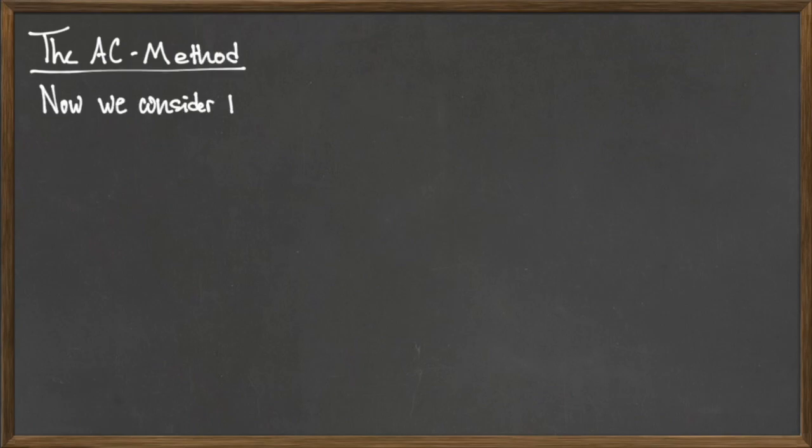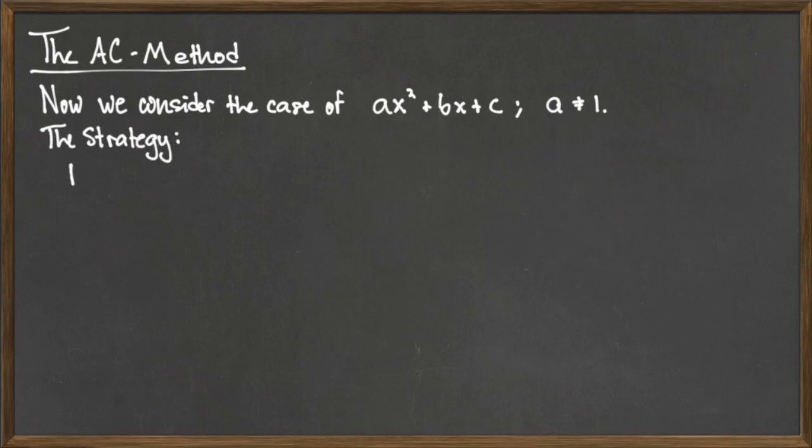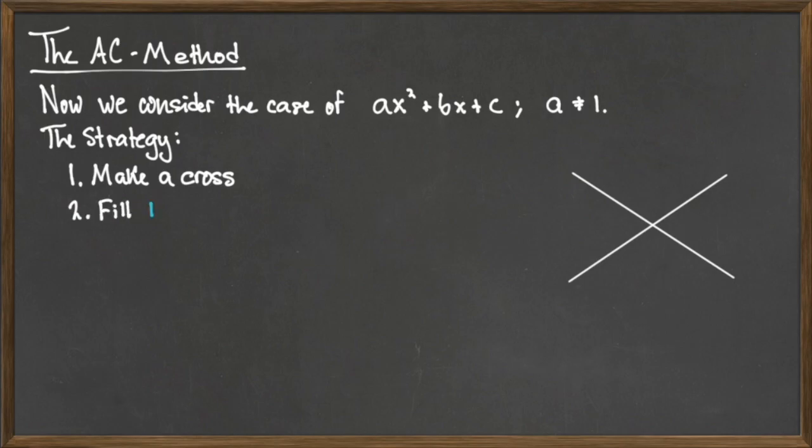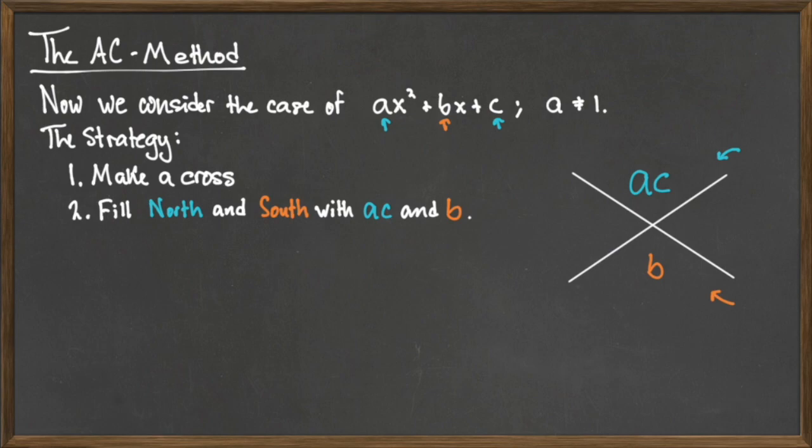This next case talks about what happens when my leading coefficient a is no longer equal to 1. In this case, I can't use the same method, but I can expand on it in the same spirit. This is known as the AC method because it involves multiplying my a term by my c term. The strategy goes as follows. First, make a cross. Second, in the north and south positions, input the a times c term and the b term. In other words, I'm taking the coefficient a, the coefficient c, I'm multiplying them together, and I'm putting them in the north position. b by itself goes into the south position.